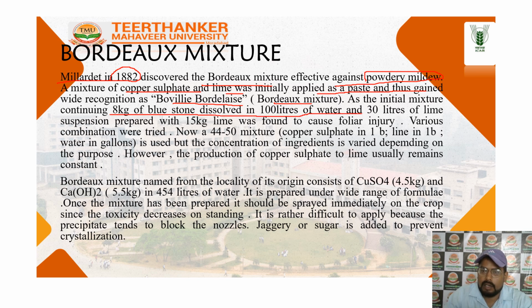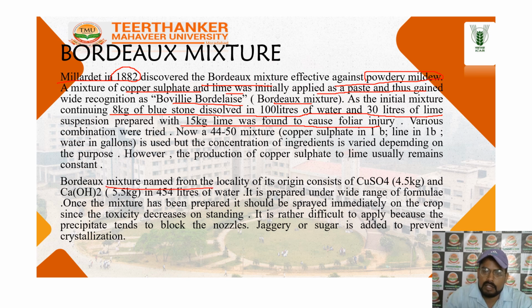The initial mixture contained 8 kg of blue stone dissolved in 100 liters of water and 30 liters of lime suspension, prepared from 50 kg of lime, which was found to cause foliar injury. So various combinations are used, such as the 4-4-50 mixture: copper sulfate 1 part blue, lime 1 part, with water in gallons. The concentration of the ingredients depends on the purpose, while the proportion of copper sulfate and lime usually remains constant.